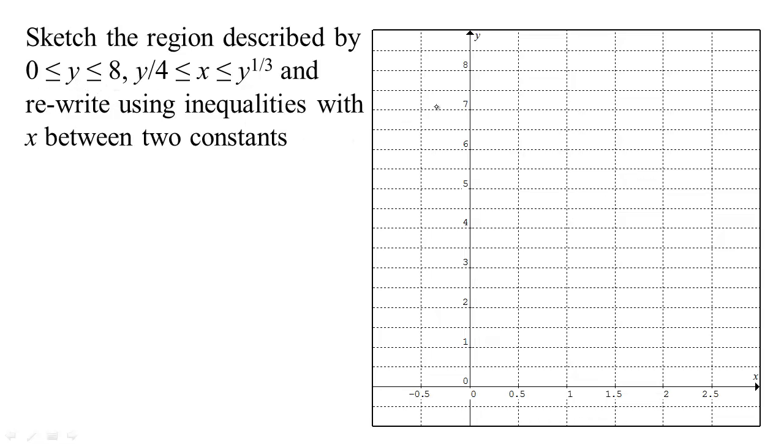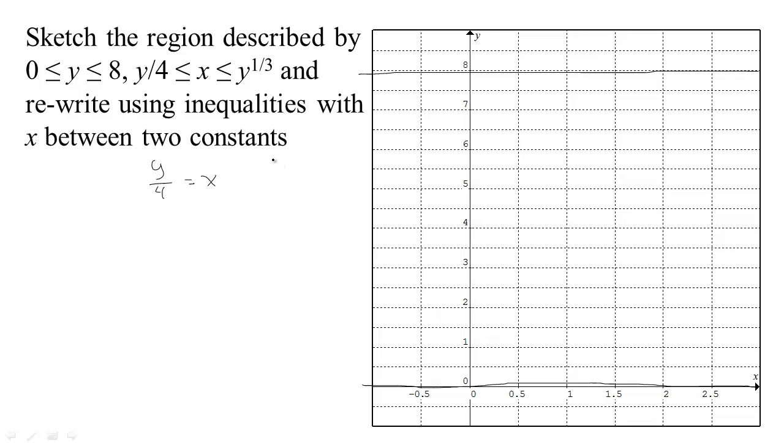Y is between 0 and 8. That means y equals 8 is this horizontal line here, and y equals 0 is this horizontal line here, on the x-axis. And so saying y is between 0 and 8 is just saying you're somewhere in this horizontal band. And then x is between y over 4 and y to the 1/3. Now to graph these, think about when x is on this extreme side.